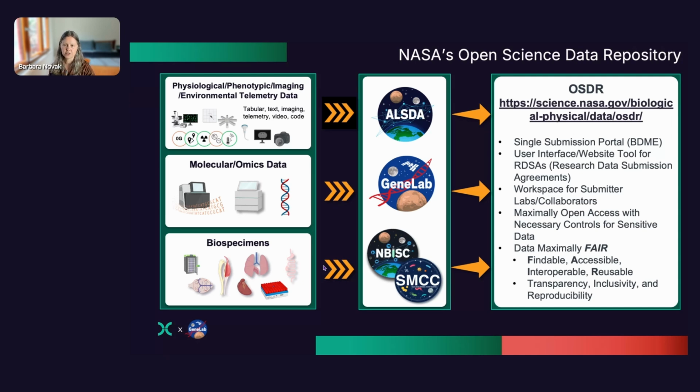NBISC is the National Biological Institutional Scientific Collection and is a biorepository of non-human samples collected from NASA-funded missions and correlative ground studies, and SMCC is the Space Microbial Culture Collection. All of these projects come together in OSDR, which provides a single submission portal for the data, user interface and website tool for research data submission agreements, workspace for submitter labs and their collaborators, striving for maximally open access with necessary controls for sensitive data. So we try not to expose human data, for example, in any of the samples that we collect. Our data is maximally FAIR, or findable, accessible, interoperable, and reusable. And we also strive for transparency, inclusivity, and reproducibility.